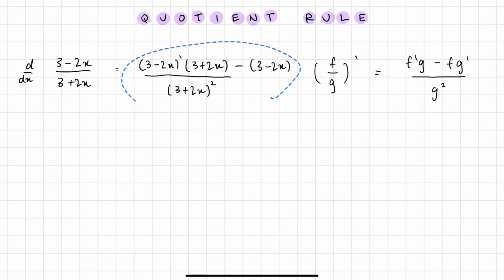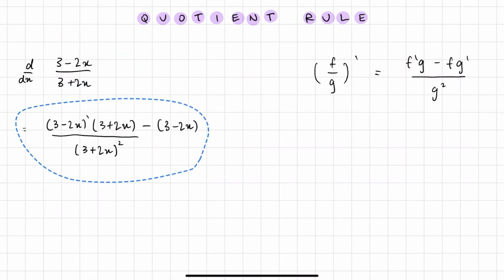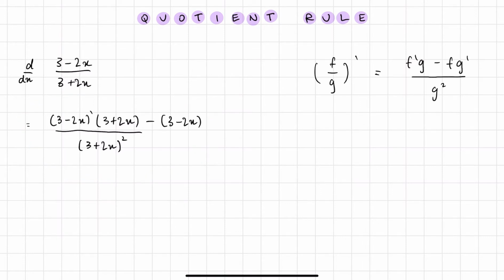Okay, I'm running out of space. Let's just bring this down. So yeah, I didn't differentiate anything, and these are not powers of ones. These are actually dashes. I just haven't differentiated it. So if you differentiate the first one, we get minus 2. And if you differentiate this one, we just get 2.